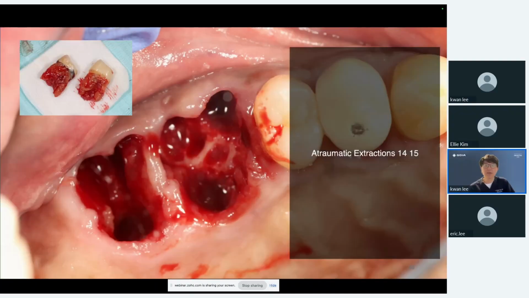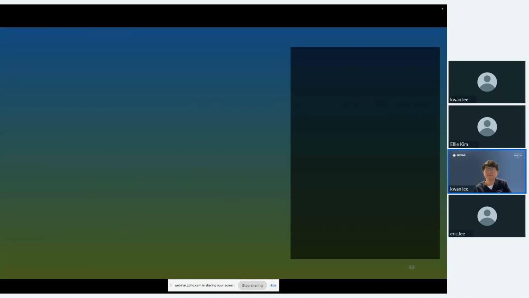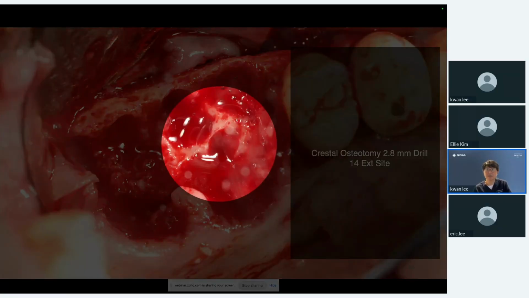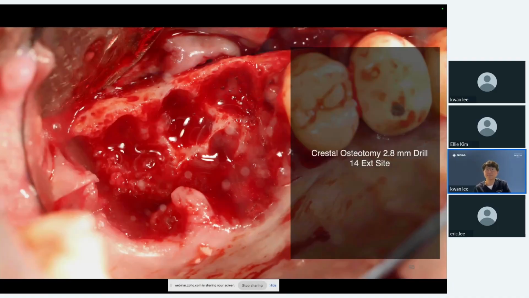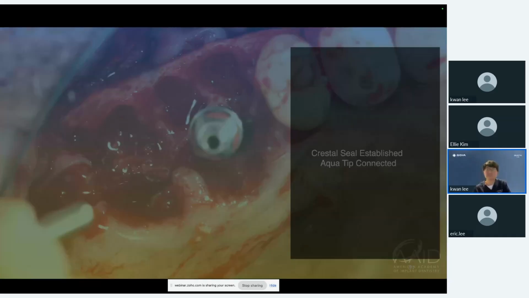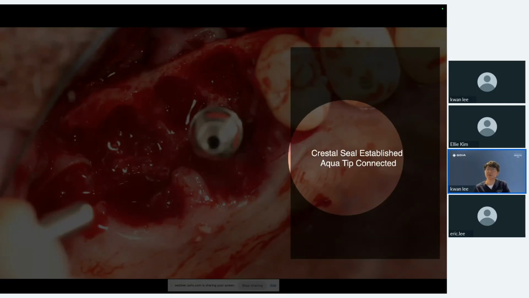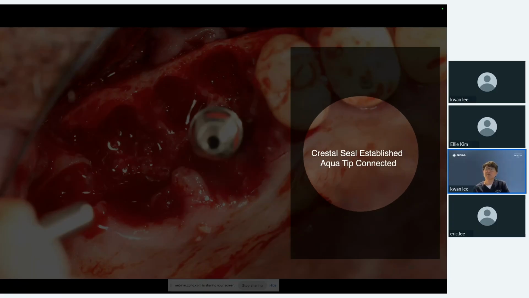So let's look at the surgical photo here. Initial extraction was super easy, since the tooth was already out periodontally, a very easy atraumatic extraction. And you pick one of those sites. I picked number 14, the center interradicular bone site, as my initial osteotomy, the entrance to the sinus floor. And I'm connecting the aqua tips. So I'm now creating a closed system. The crestal seal is established and the aqua tip is connected.